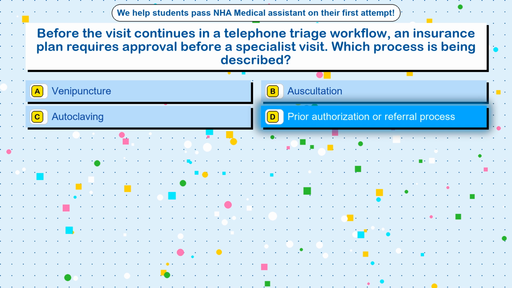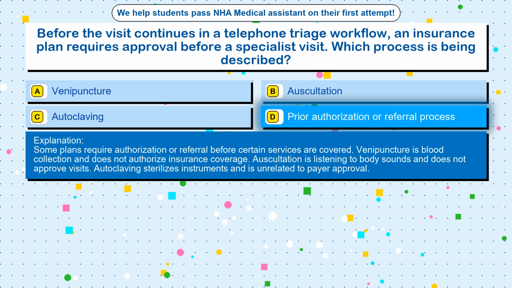The correct answer is option D, prior authorization or referral process. Some plans require authorization or referral before certain services are covered. Venipuncture is blood collection and does not authorize insurance coverage. Auscultation is listening to body sounds and does not approve visits. Autoclaving sterilizes instruments and is unrelated to payer approval.